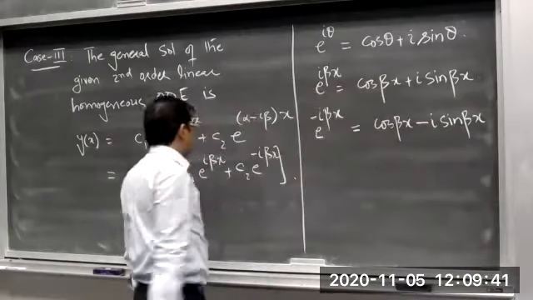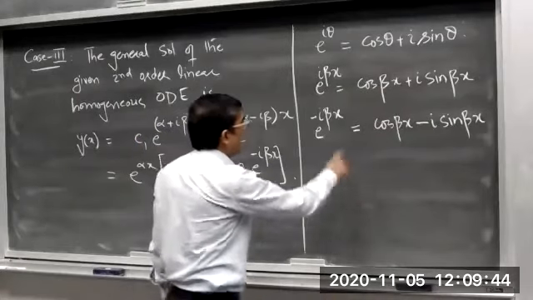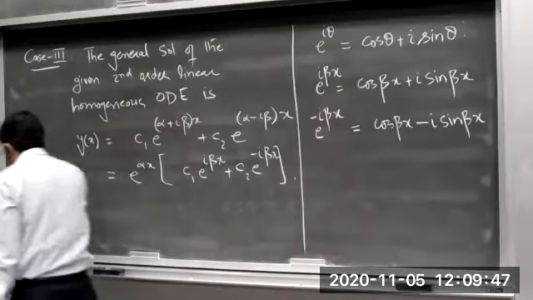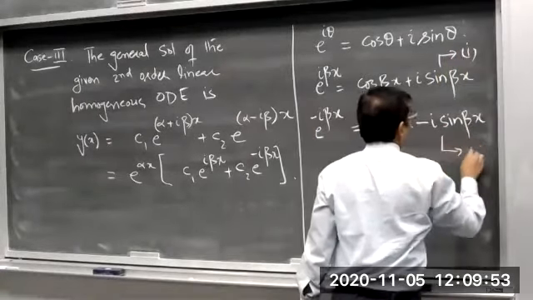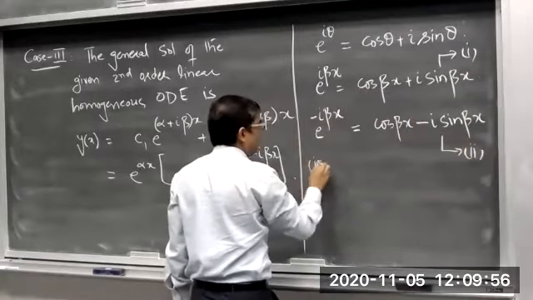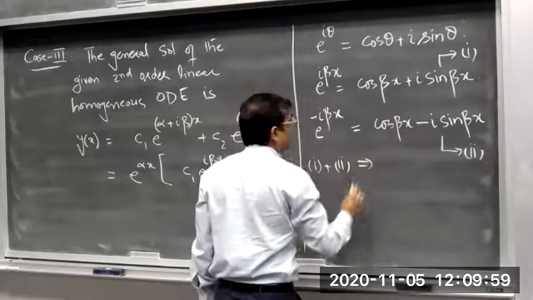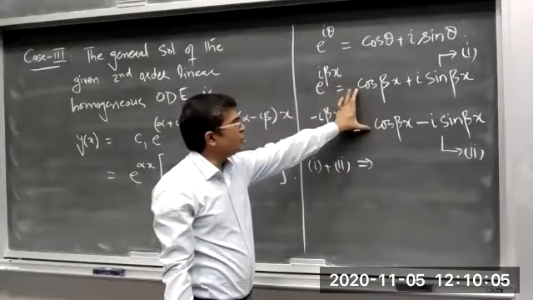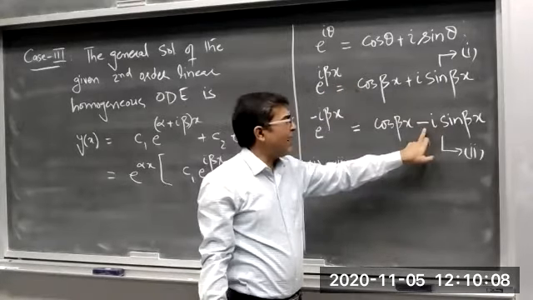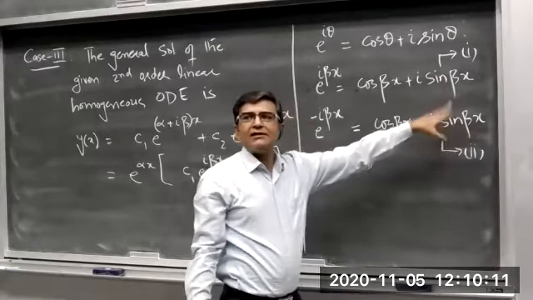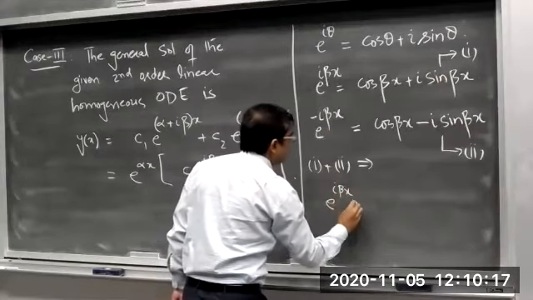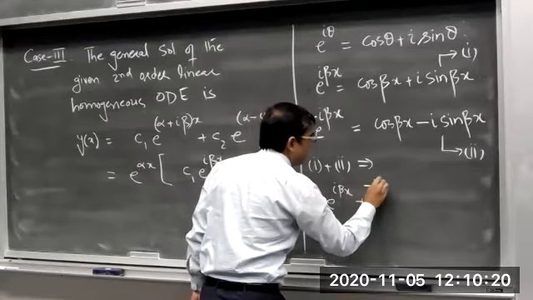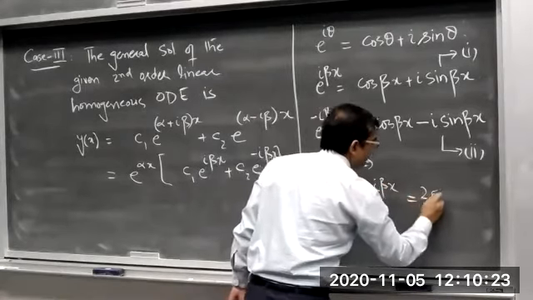Now, using these two identities, if we call them 1 and 2, and add these two equations, 1 plus 2 gives us 2 cosine beta x. The iota sine beta x and minus iota sine beta x will cancel out, and we definitely will get e raised power iota beta x plus e raised power negative iota beta x is equal to 2 cosine of beta x.